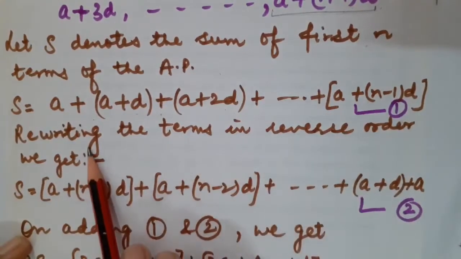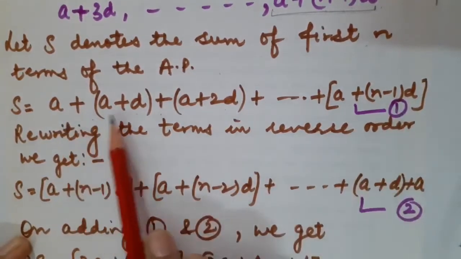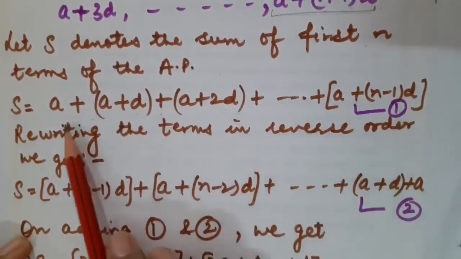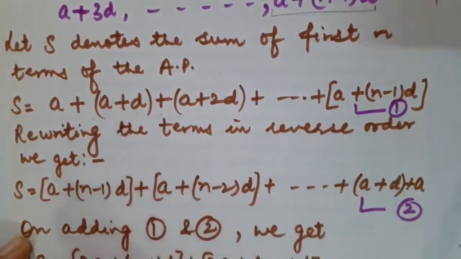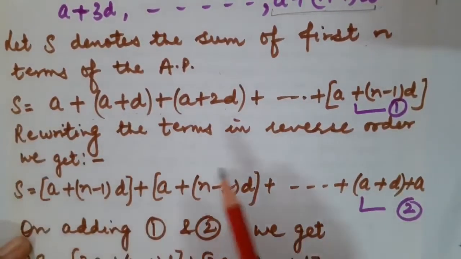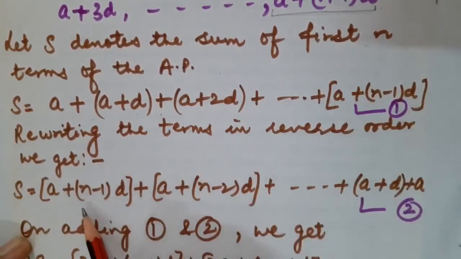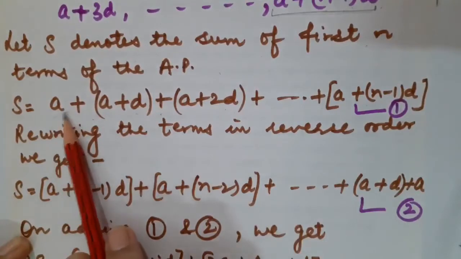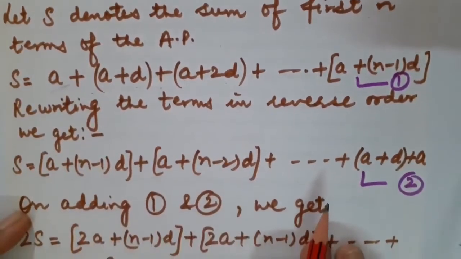Now I am going to rewrite all the terms in the reverse order. Fine. Suppose I write all these terms, which are basically total n number of terms, in the reverse order, still it will remain S, meaning the sum of first n terms of AP. Correct? So S will remain S. Reversing order, what does it mean? It means whatever was the last term, that would become the first term. And whatever was the first term, that would become the last term. Correct, student?